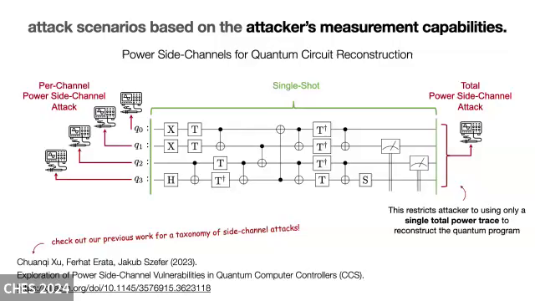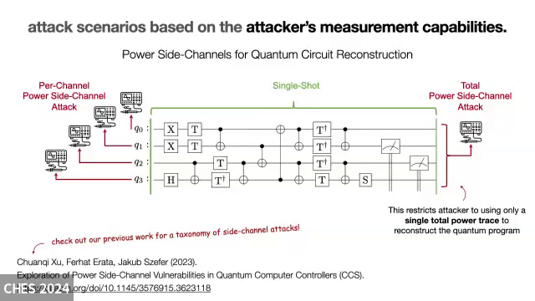Here, single shot per channel power side channel measurement on the left assumes a stronger attacker model, in which the attacker is able to collect per channel power traces, whereas a weaker attacker could collect a single total power trace over all channels, which can be seen on the right, but not distinguish the power traces of each channel. The rest of my talk will focus on total power trace attacks. You can find the tables for per channel attacker in the paper.